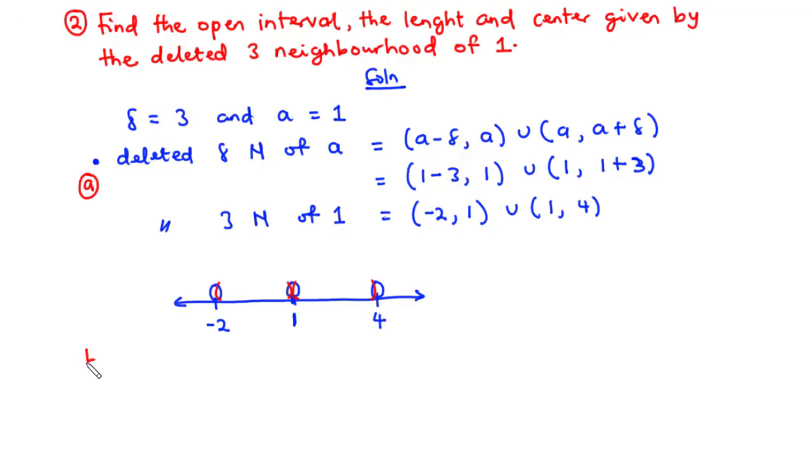B. We are going to find the length of the interval. Now we know that the length of the interval is given by the absolute value of A minus B, and that has already been simplified as 2 delta. So we have 2 times delta, which is 3. So 2 times 3 is equal to 6. Therefore, the length of the interval is equal to 6.